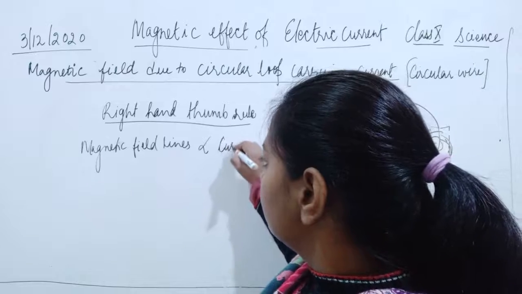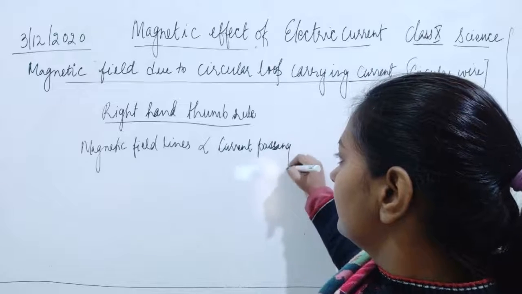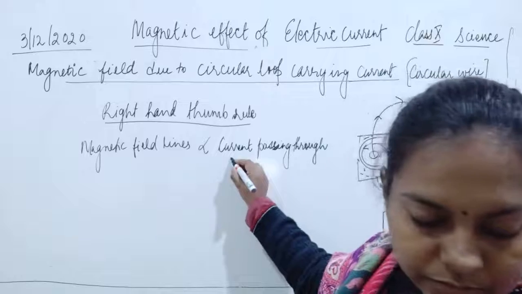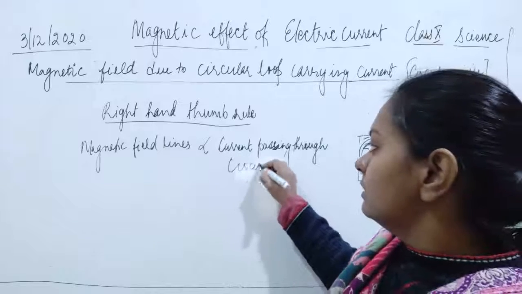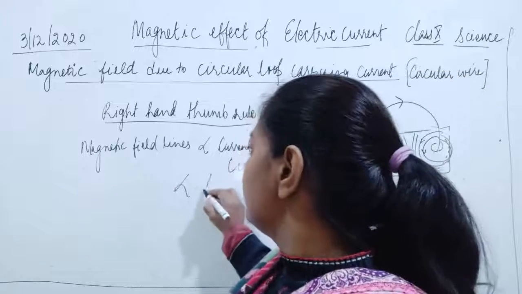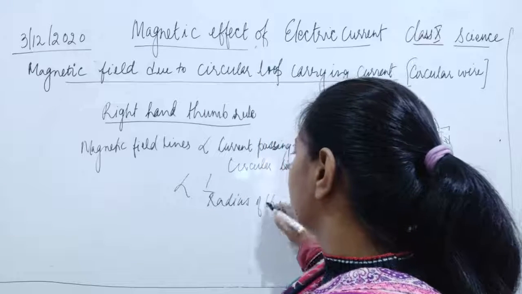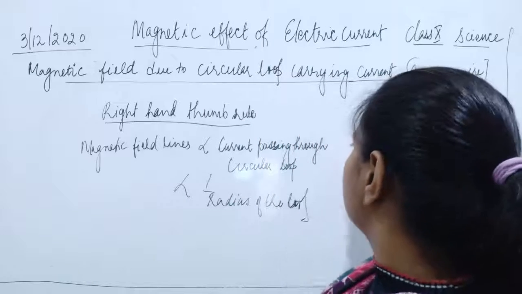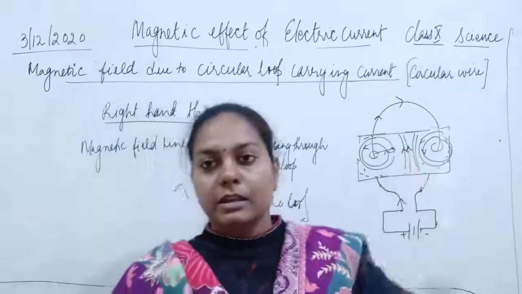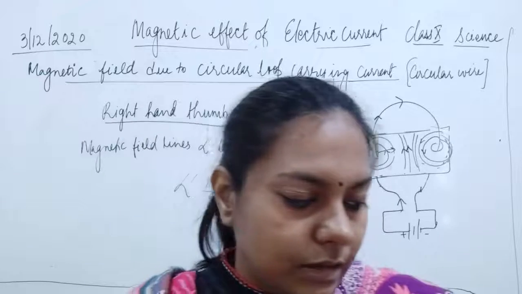the current passing through the circular loop, and also it is inversely proportional to the radius of the loop. जितनी दूर जाएंगे उतना ही कम मैग्नेटिक फील्ड होगा, जितना पास आएंगे उतना ही मैग्नेटिक फील्ड ज्यादा रहेगा.